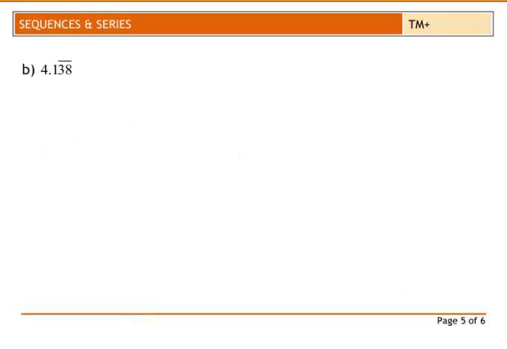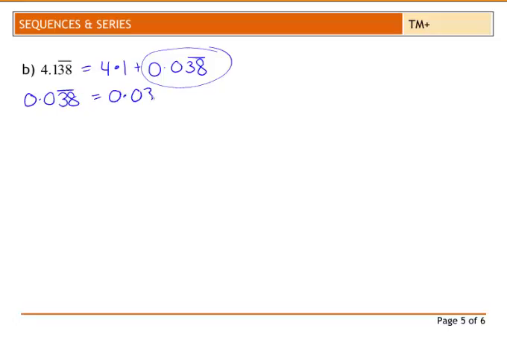Our next example, 4.138, where the 38 is recurring. I can rewrite that as 4.1, so I write out what isn't recurring, plus 0.038, where the 38 is recurring. Now I just think about the recurring part. So 0.038 recurring can be rewritten as 0.038 plus 0.00038 plus, you get the point. So it's an infinite geometric series.